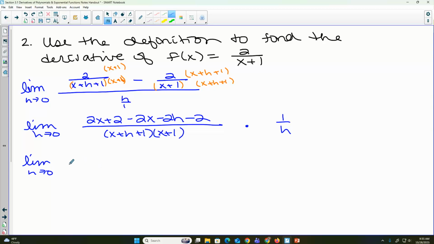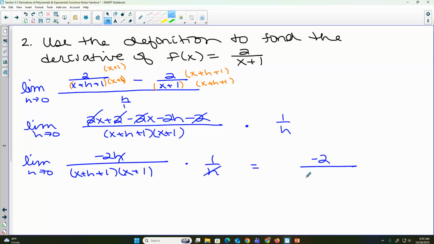Now what? The 2x's and the 2's cancel. So my h is dropped. Now I can plug in my 0, so I get negative 2 over x plus 1 times x plus 1, or negative 2 over x plus 1 squared. Is that one okay?